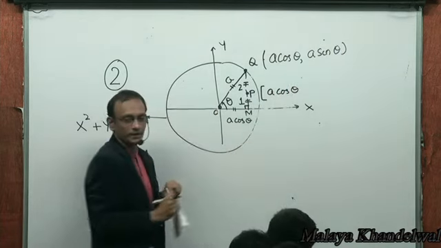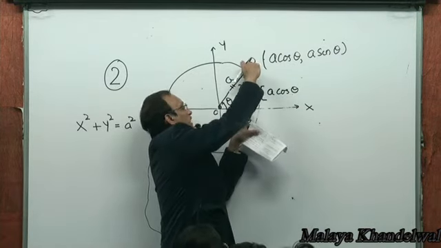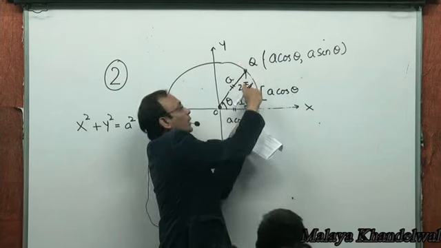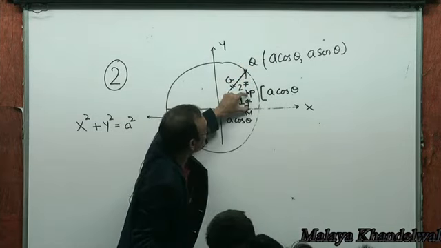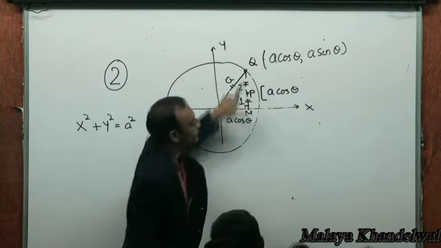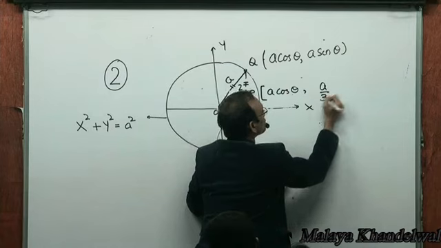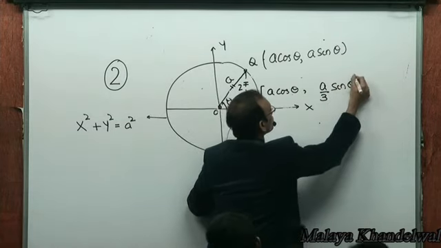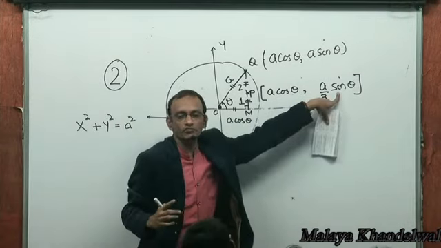That's the x coordinate of P, right? Now, the y coordinate would be 1/3 of QM. The y coordinate of P is this length, which would be 1/3 of this length. That means 1/3 of A sin theta, right? So the y coordinate of P is going to be 1/3 of A sin theta. So if I vary theta, the coordinates of P will vary.